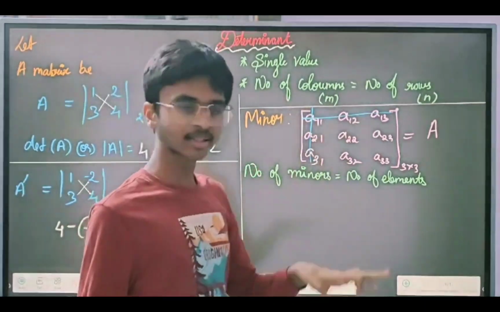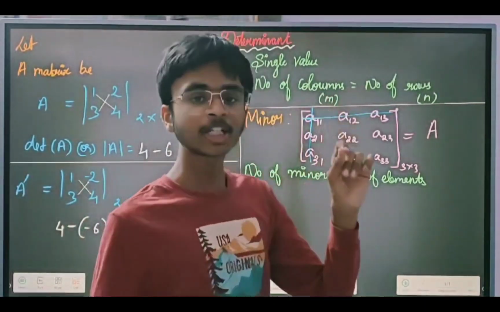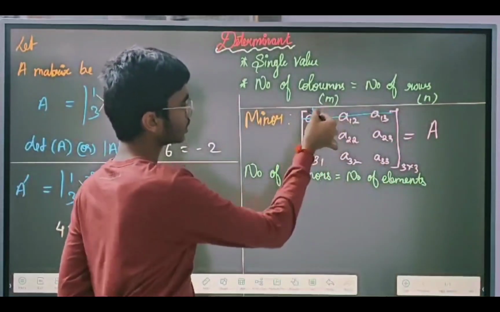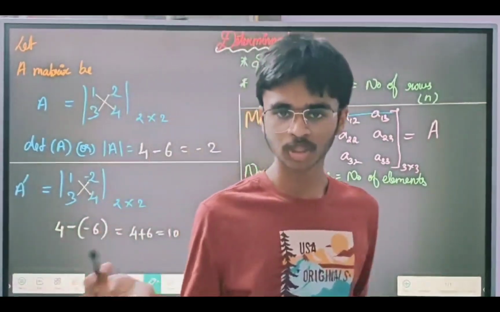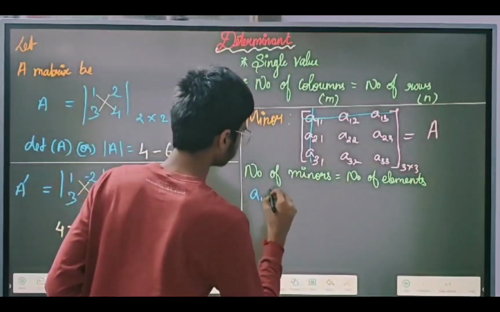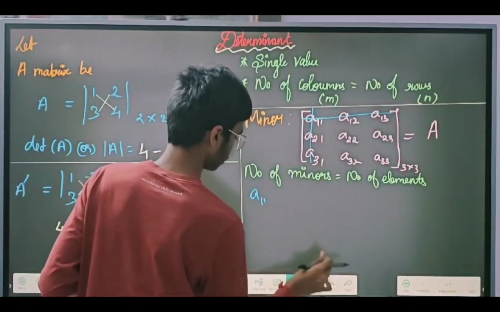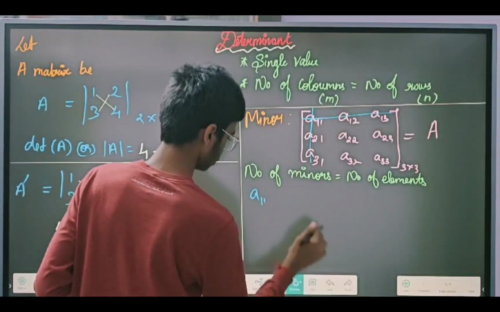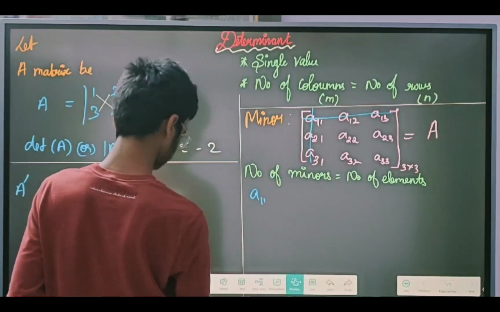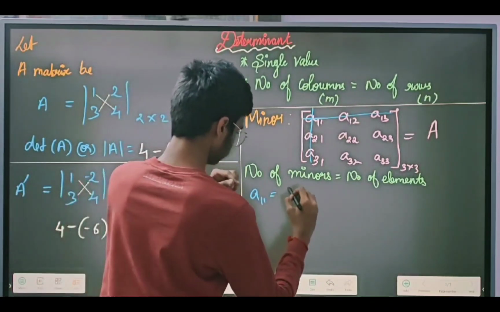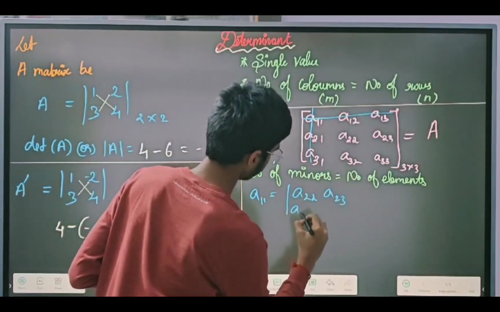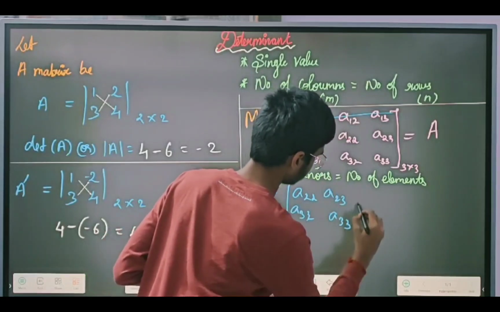If I consider this element, then you will have to delete that particular element's row and that particular element's column. So this element is in this row and in this column, right? I'm going to delete that particular row and column, and then consider the remaining 4 elements. So A11 is equal to the modulus of A22, A23, A32, and then A33. This is what you are going to write.